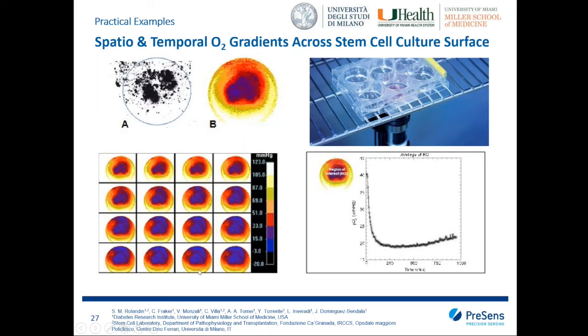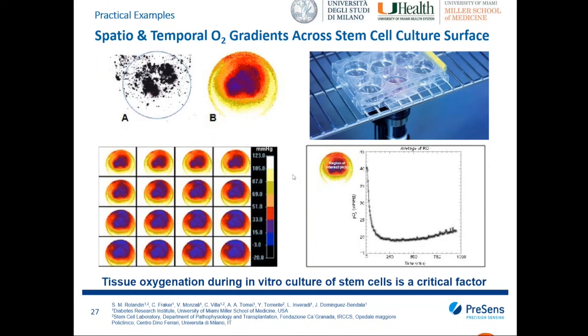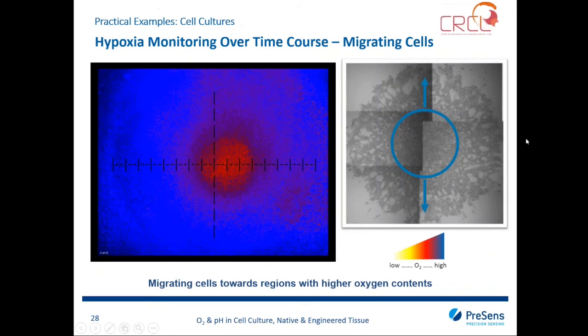You can also see that you have the direct media control where no cells are seeded. This is pretty important for stem cell culture. It's pretty important to know the tissue oxygenation because it's a critical factor for the differentiation of the stem cells. Because, for example, if you use oxygenation levels close to the physiological niche of the respective culture, you can improve the differentiation of your stem cells.